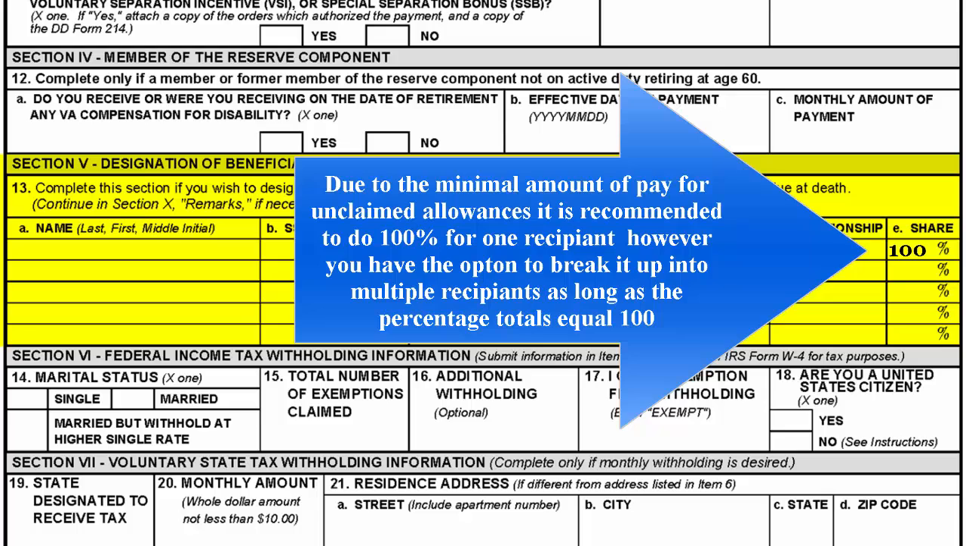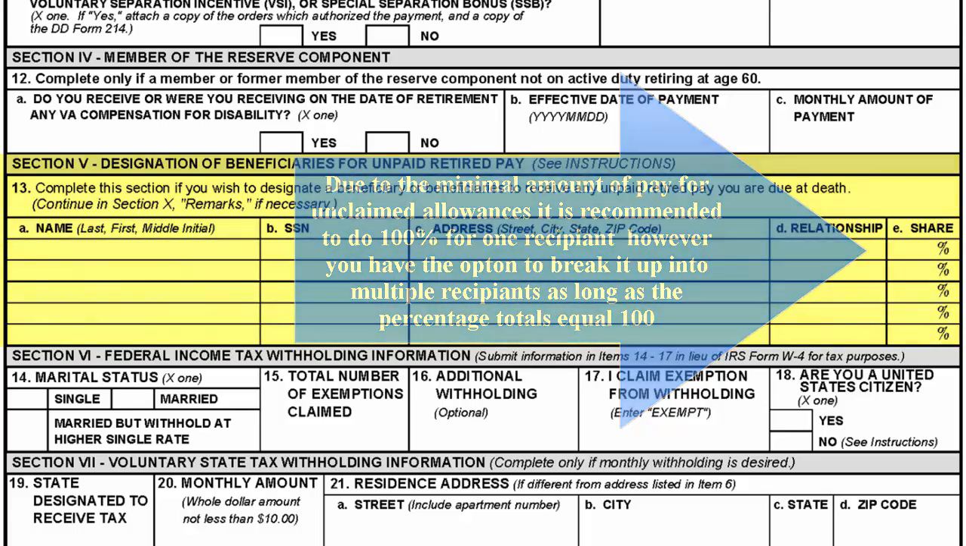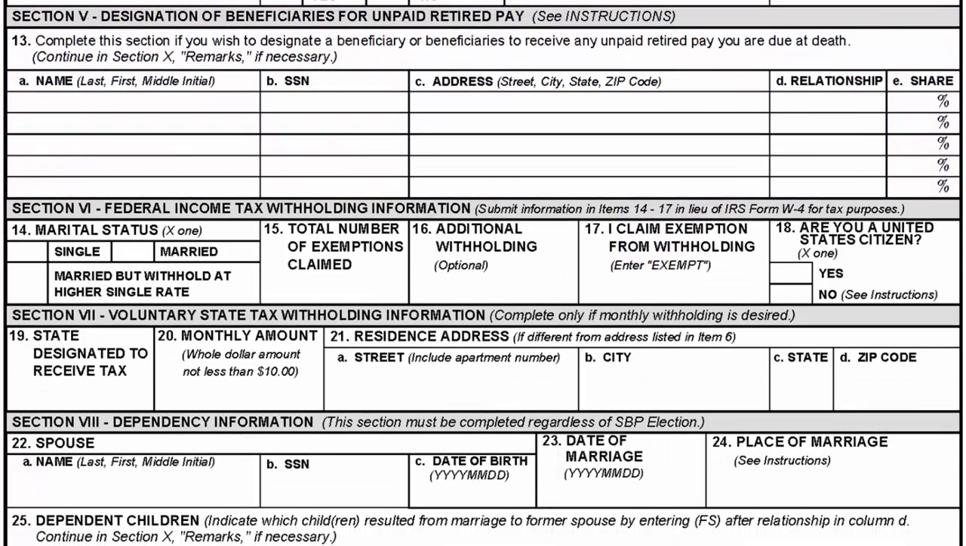However, in the event you do want to break the check up, you can put the percentage of whatever percent you want it to be, and you can list multiple recipients. You will need the same information for each recipient, and at the end of listing your recipients, the total has to equal 100%. Section 6 and 7 is tax information, and we do not fill it out.